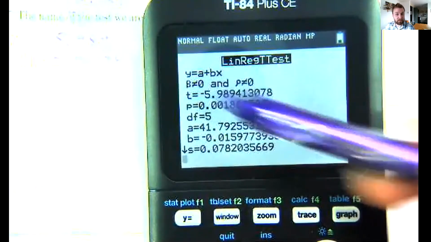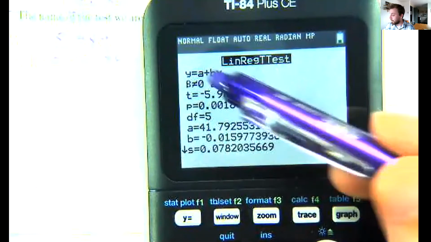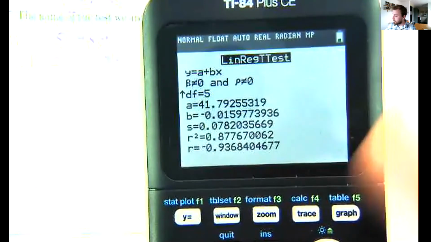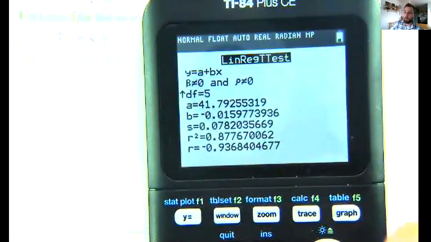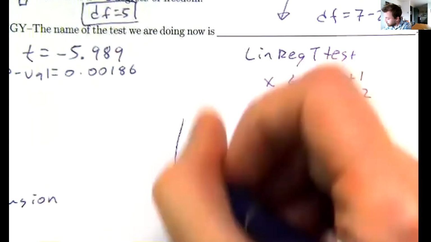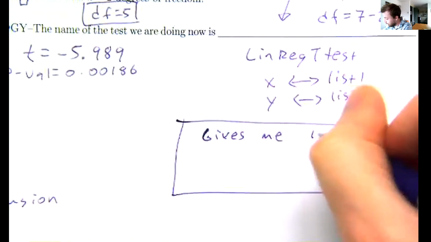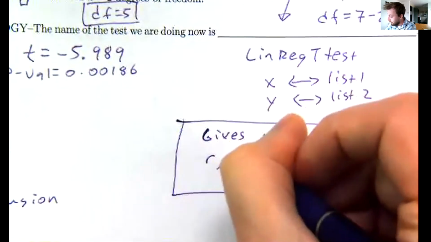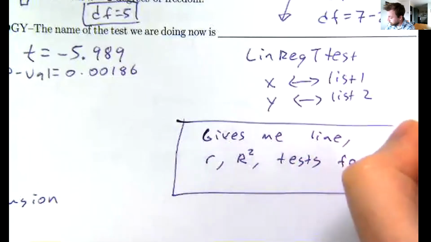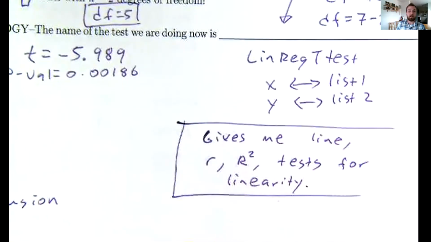That's my negative 0.01597 because that's the b that's next to the x. And it gives me my y-intercept of 41.79255. So this gave me my entire equation of the line still. In fact, if I scroll down, it gives me r and r squared. So out of everything in the calculator that I can possibly do, linear regression t-test gives me my line, it gives me r squared, and it tests for linearity to see if this thing is going to be like a line or not like a line.